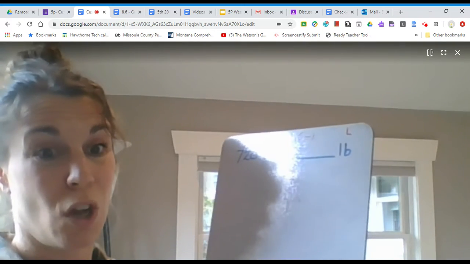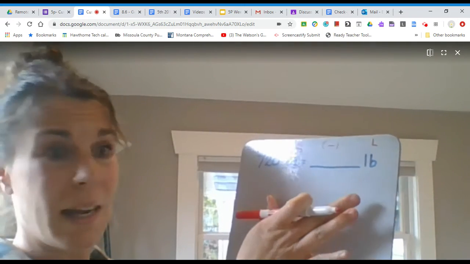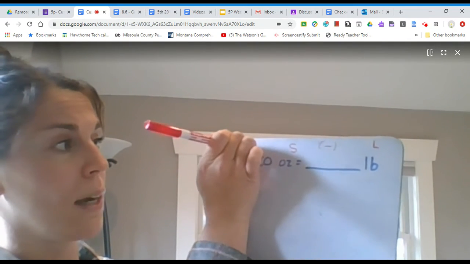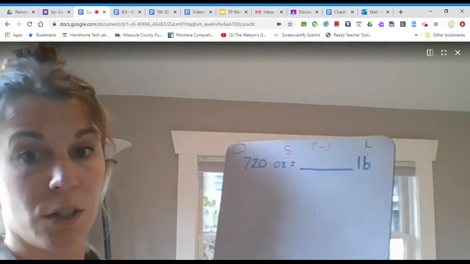Remember, there are examples on your sheet to help you. The next step is writing my equation. That was step 1, figuring out what direction we're going.